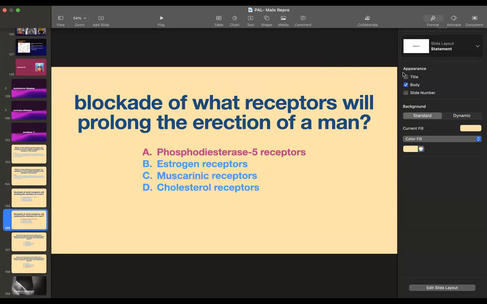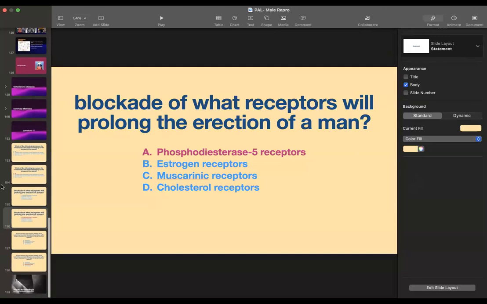Because the whole idea of phosphodiesterase 5 is that it's going to break down, sorry, it's going to break down cGMP into something else. And that's basically the whole mechanism of Viagra. The whole point of Viagra is to prolong erections, and we do that by inhibiting this enzyme.